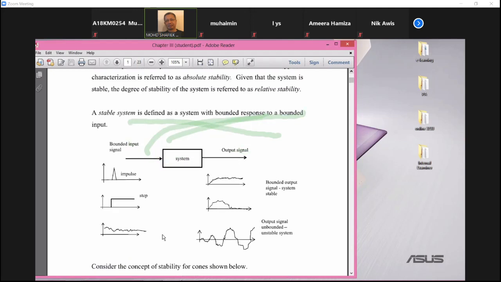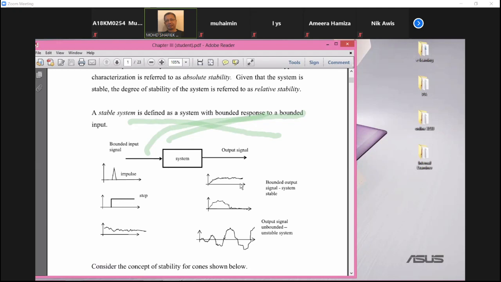But the input, imagine this is the system. The input must be bounded first. Of course, when the input is unbounded, then we can expect that the output is unbounded as well. So this is some of the typical input that might be imposed on a system. It can be an impulse, a step, and some traction input.